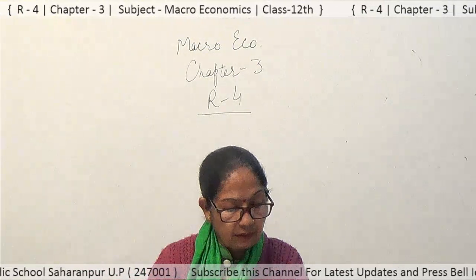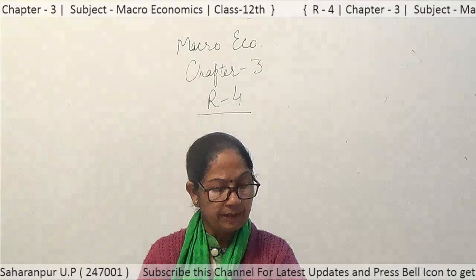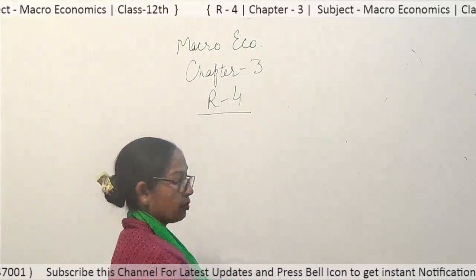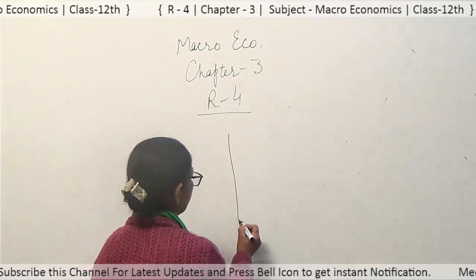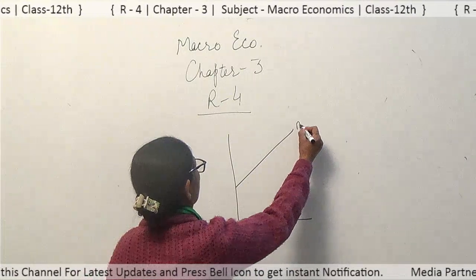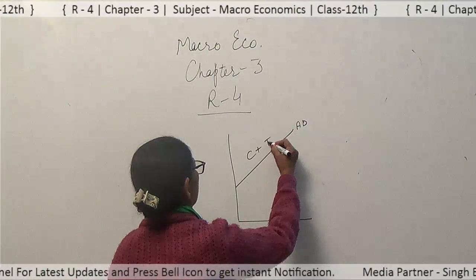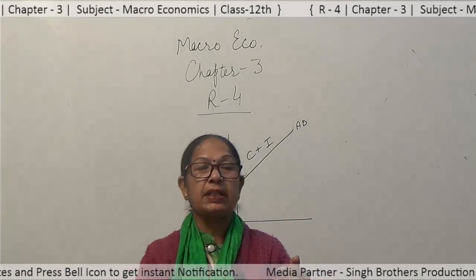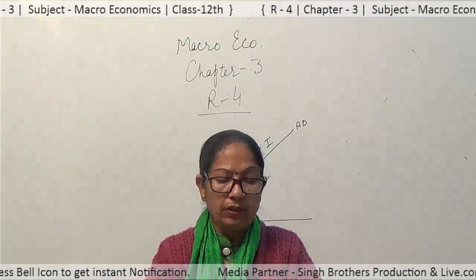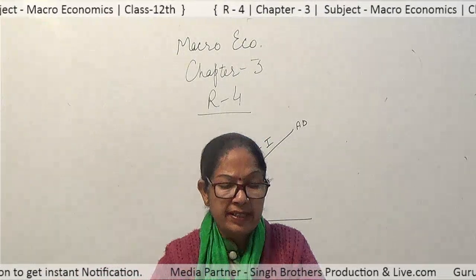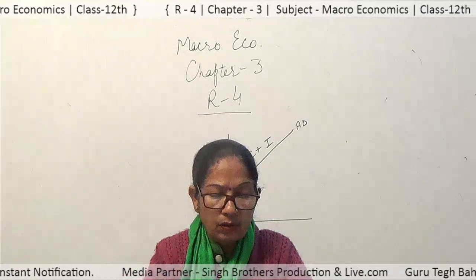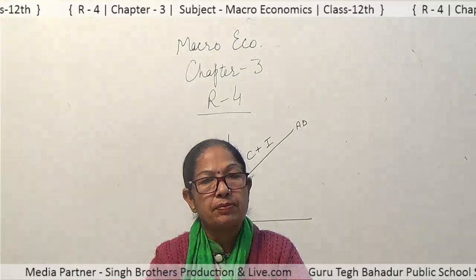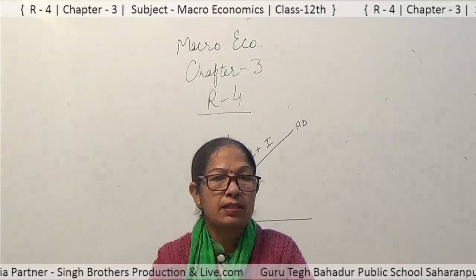And what are the important points about AD? AD curve has a positive slope, which means when income increases, AD also increases. This is AD curve, C plus I. It has a positive slope, which means by increase in income, AD also increases. AD curve does not originate at point O or 0, which shows that even at 0 level of income, some minimum level of consumption is there, which is needed for our survival.